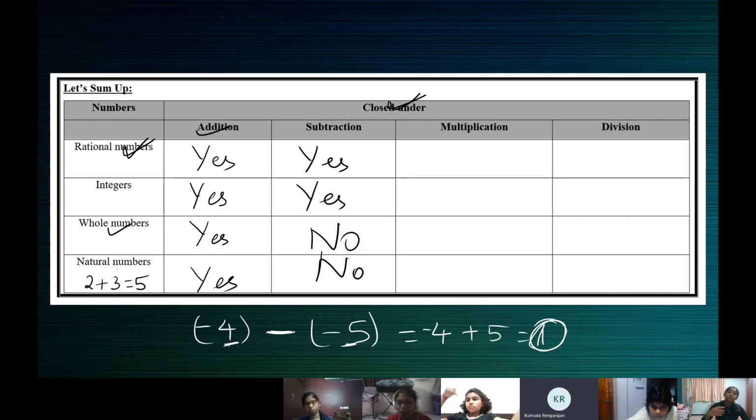Okay, fine. What do we understand by that? You tell me in words, not using numbers. When we say rational numbers are closed under multiplication, tell me in words, not using examples. How do you explain that?